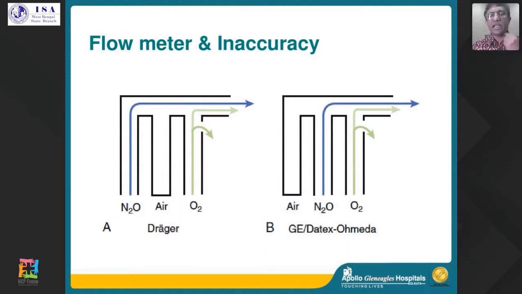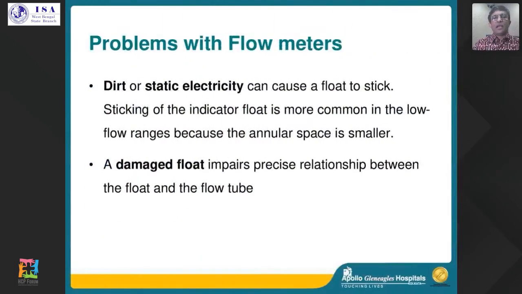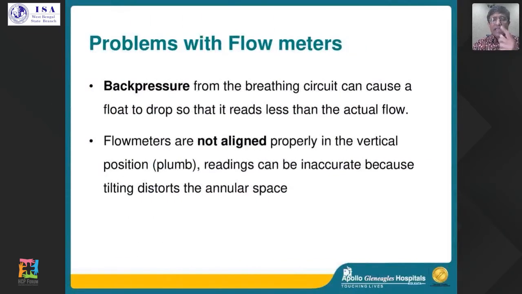But oxygen is downstream. The problems with flow meters: dirt or static electricity can cause a float to stick, and sticking of the indicator float is more common in the lower flow range. A damaged float impairs the precise relation between the float and the flow tube, and you will not actually get the flow that you are trying to get. There can be a back pressure from the breathing circuit. Modern machines have abilities to negate it, but the older machines did not, which can cause a float to drop so that it reads less than the actual flow.